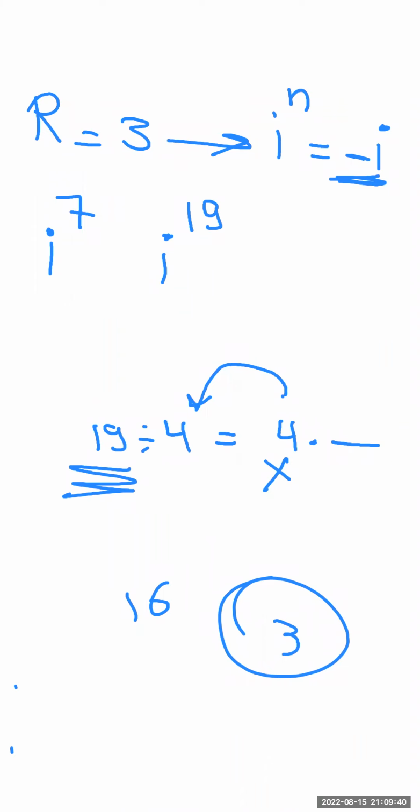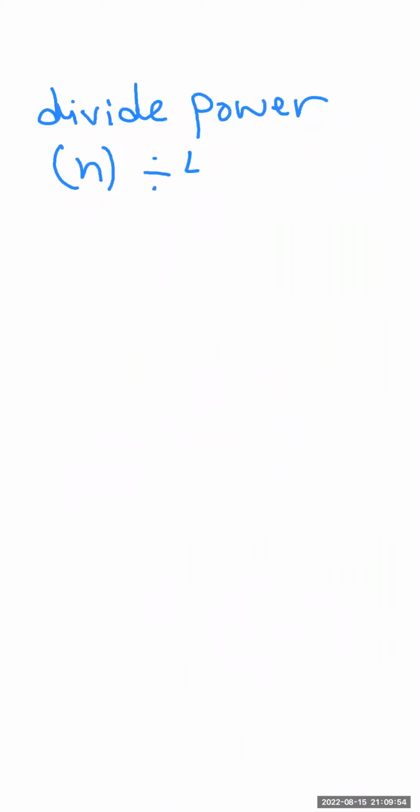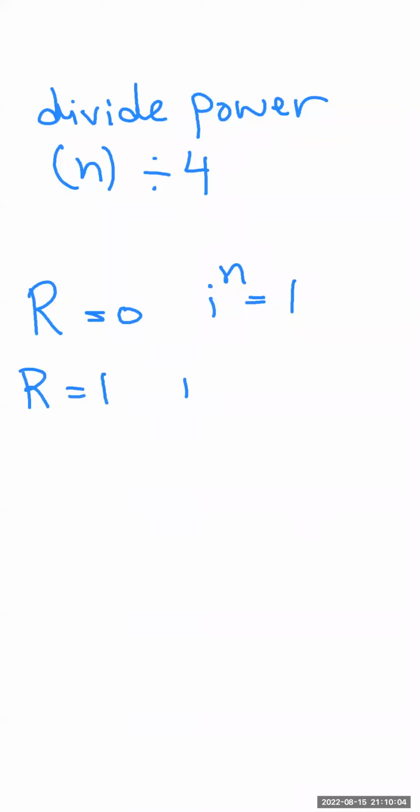Again, I will write all of them down again. If the remainder, when I divide the power, which is n for example, by 4, equals 0, then I to the power n will equal 1. Remainder equal 1, I to the power n will equal I.